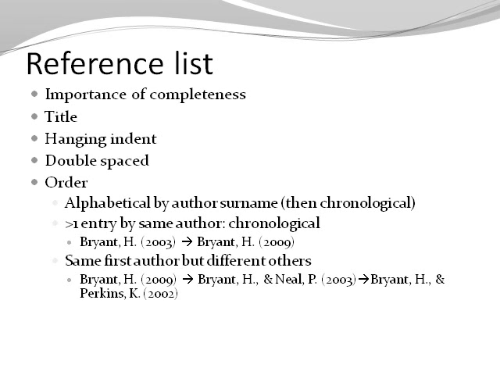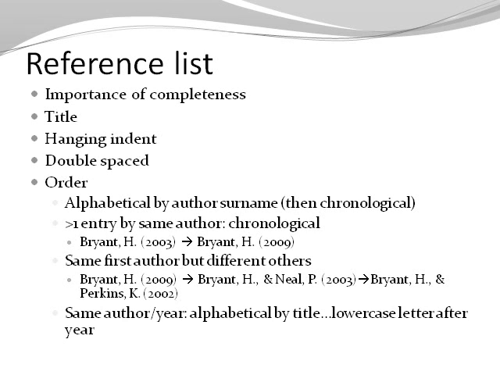If Bryant was really prolific and you really loved his work, you might have Bryant 2009, Bryant and Neal 2003, Bryant and Perkins 2002, and then another article by Bryant and Perkins. If you have another article by Bryant and Perkins, with the exact same authors, then to determine which of those two articles comes first, you go to chronological order. So alphabetical first. When the names are exactly the same, we move on to chronological.